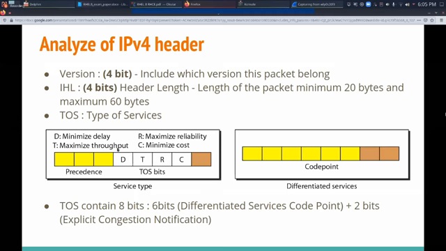So DTRC stands for different types of values that you can add to the differentiated services code points: minimize delay, maximize throughput, maximize reliability, minimize cost. Cost here is in terms of bandwidth utilization. This is not money; they are talking in terms of bandwidth utilization. So those are the different types of code values that they can use here. Are you clear, guys?